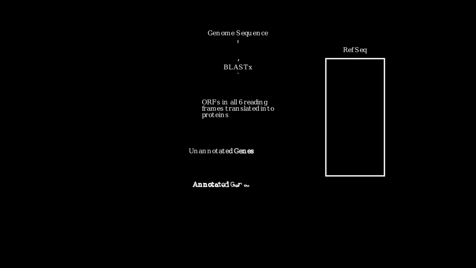Generally, the way most genomes are annotated is by taking the entire genome and using the BLASTX algorithm to identify all of the open reading frames, or ORFs, then translating them into protein sequences. Then the protein sequences are searched against the RefSeq database to categorize the ORFs from the translated protein sequences as either annotated genes or unannotated genes.